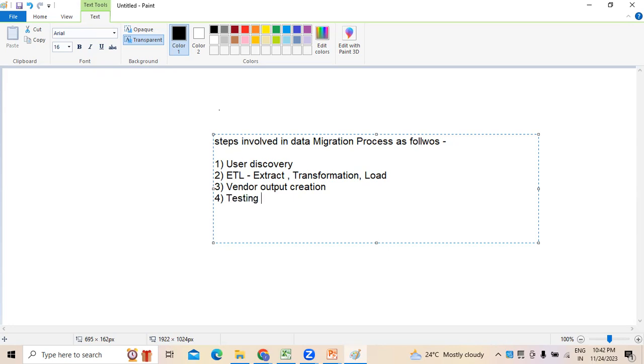User discovery means who the users are. So who is the user and everything related to it is what user discovery generally stands for. Next, testing and go live, right? So these are the things. Now you write down under user discovery. What is user discovery? Please write down.